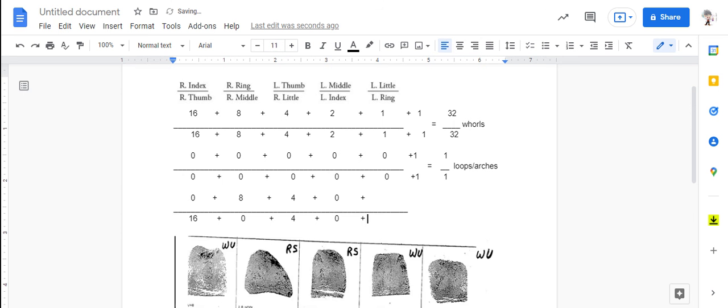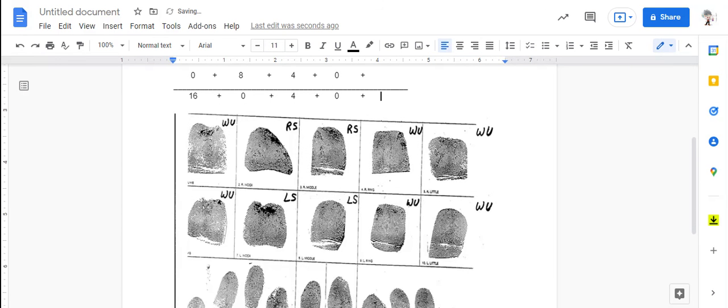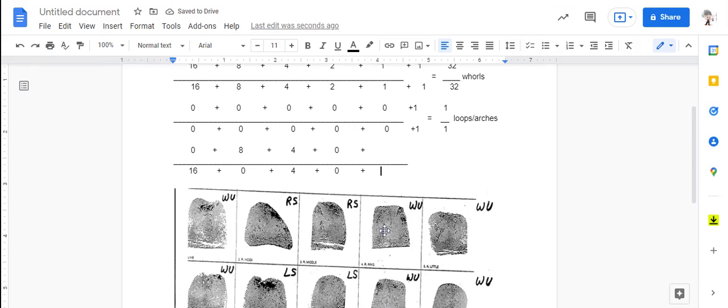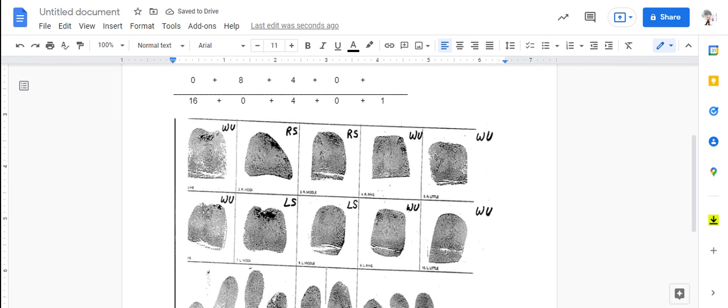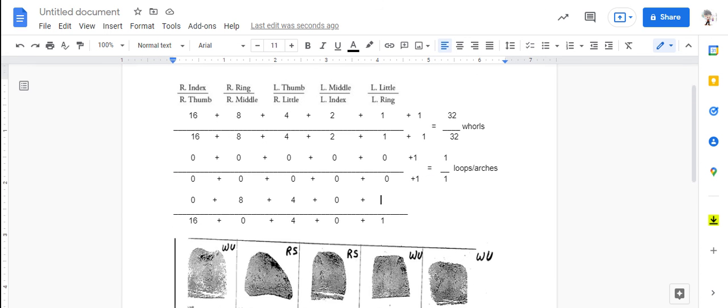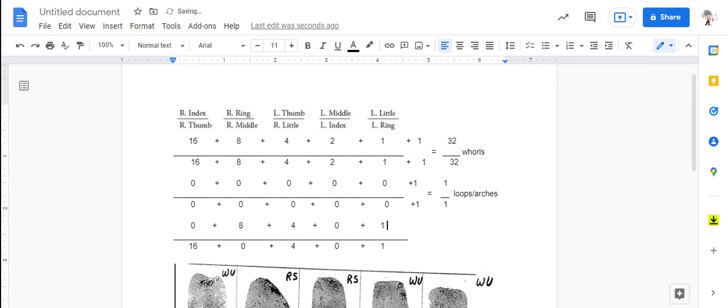And the last pairing, we have left ring, which is a whorl. It goes on bottom. And the last pairing is a 1. So we're going to put a 1 on the bottom. Then we have the left little, which is a whorl. So it also gets a 1. And then we're going to add our 1s at the end. So 1 and 1. And now we just total up the numerator and the denominator.